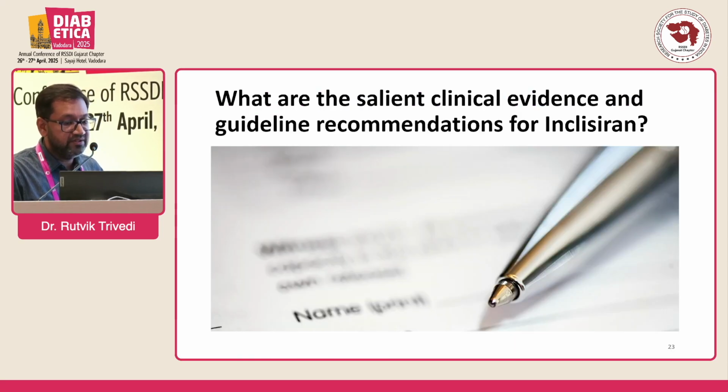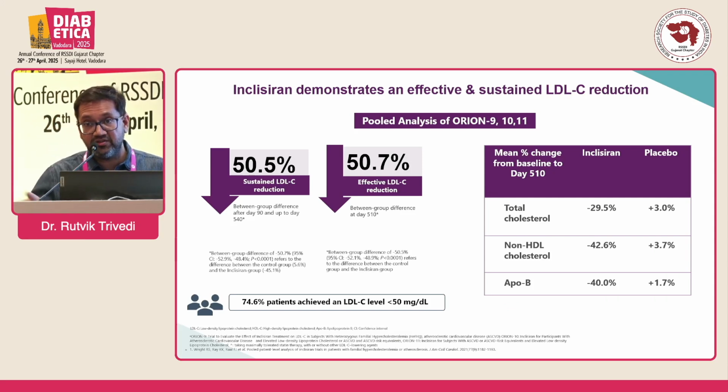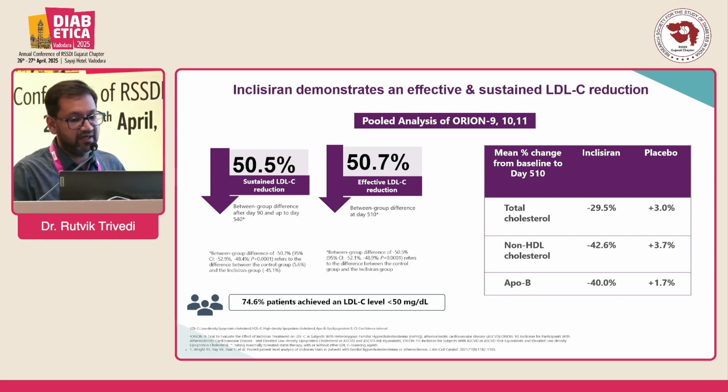The compliance increases. Do we have evidence? That is an important question. Yes, we have evidence. So ORION-9 was a phase 2, ORION-10 was a phase 3 study. Heterozygous familial hypercholesterolemia patients were taken.